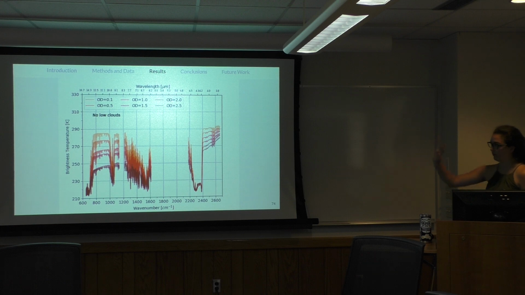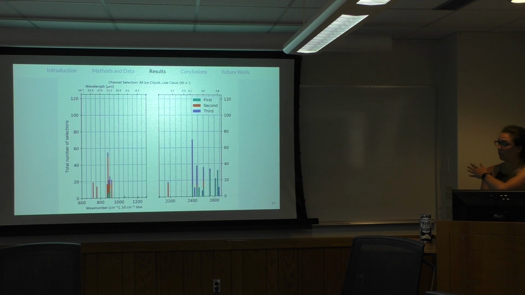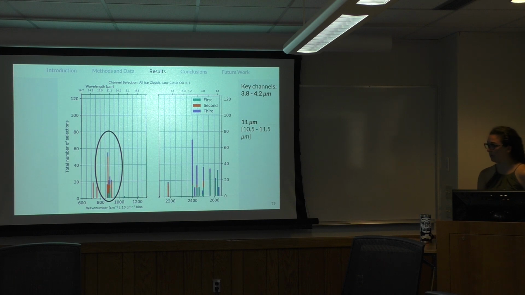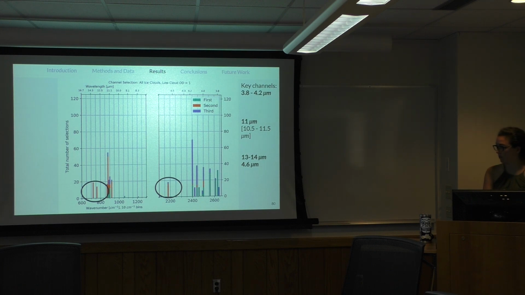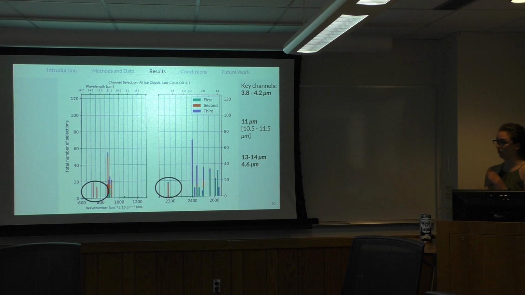Multi-layer clouds. This is our single layer ice cloud scenario, and then going back and forth is that multi-layer scenario. We notice that those same regions are important and will likely have a lot of information with them. However, in the multi-layer clouds, it's these shortwave channels that are really standing out as having information about our cloud scenes. So the 3.8 to 4.2 micron range is very important in these multi-layer scenarios. But there's some overlap, right? 11 micron channels are selected pretty frequently, as well as that 13 to 14 micron range and our 4.6 micron range.